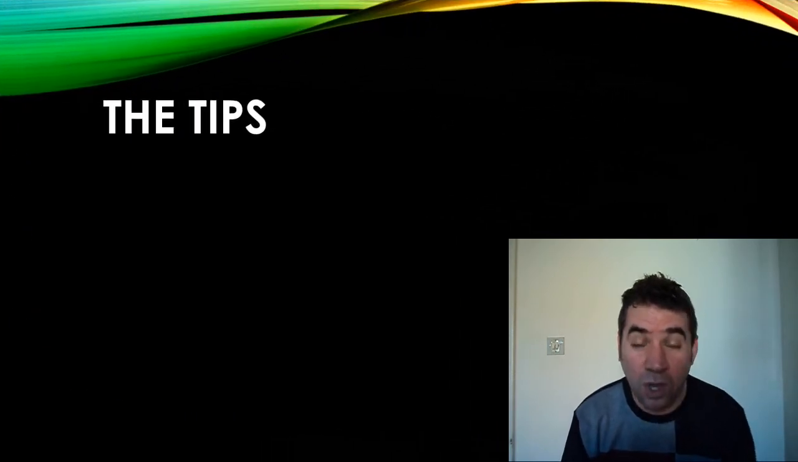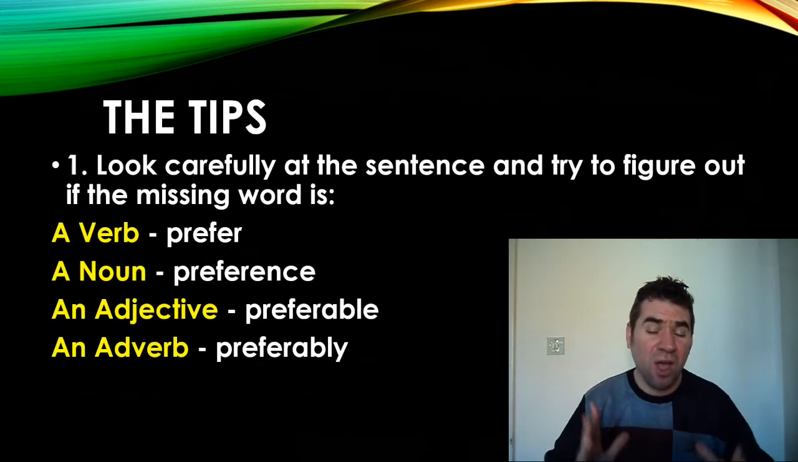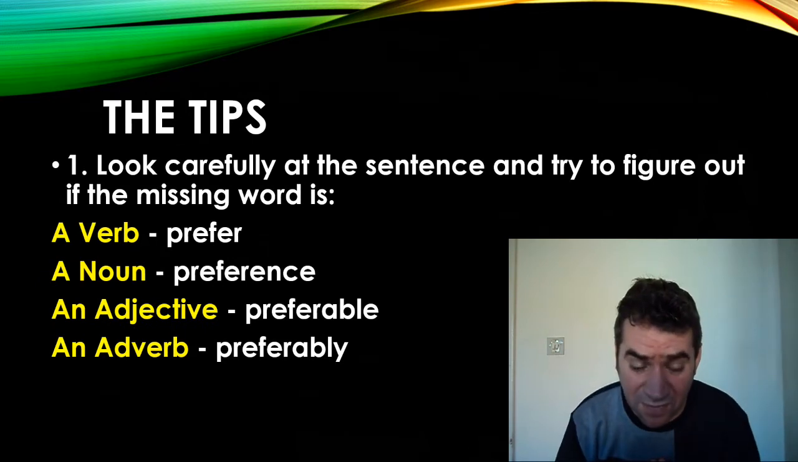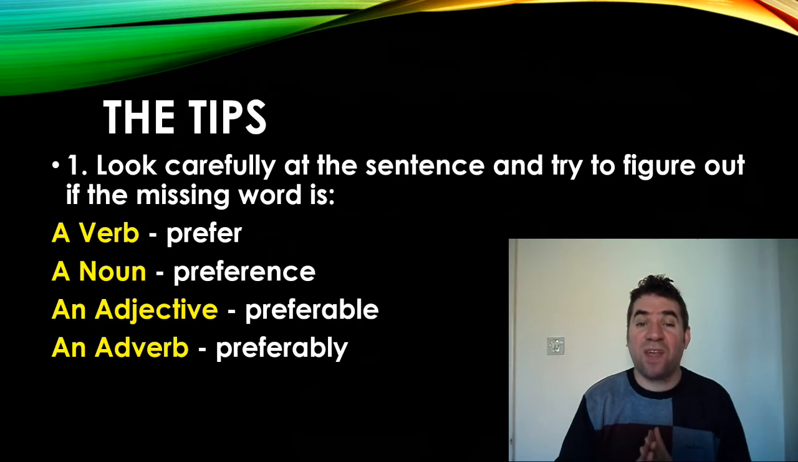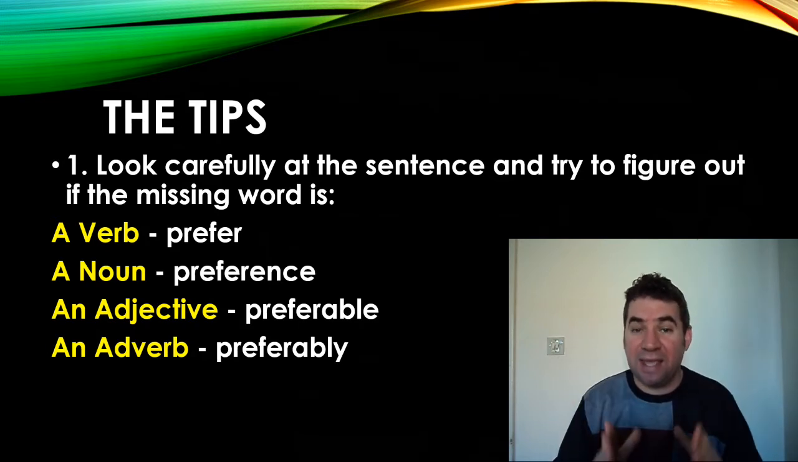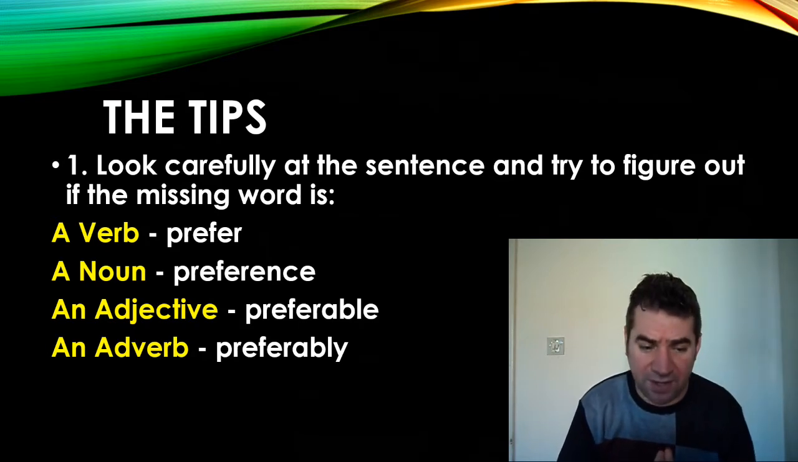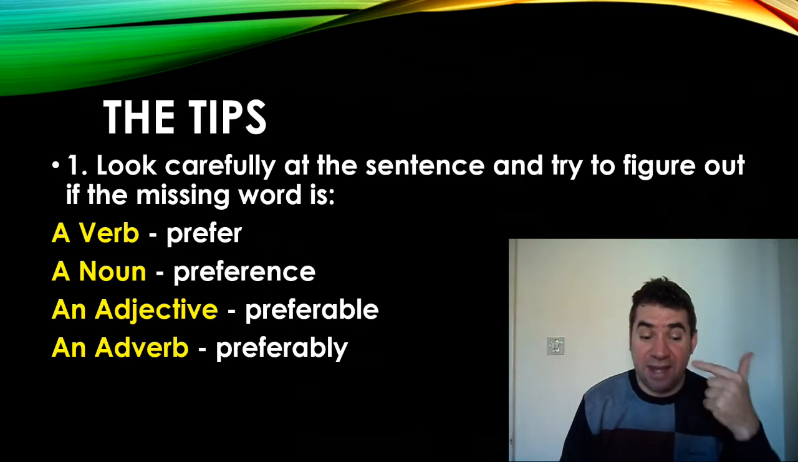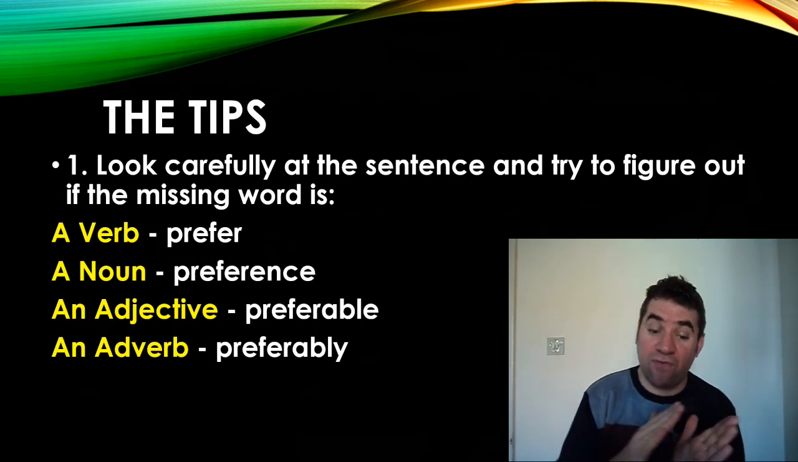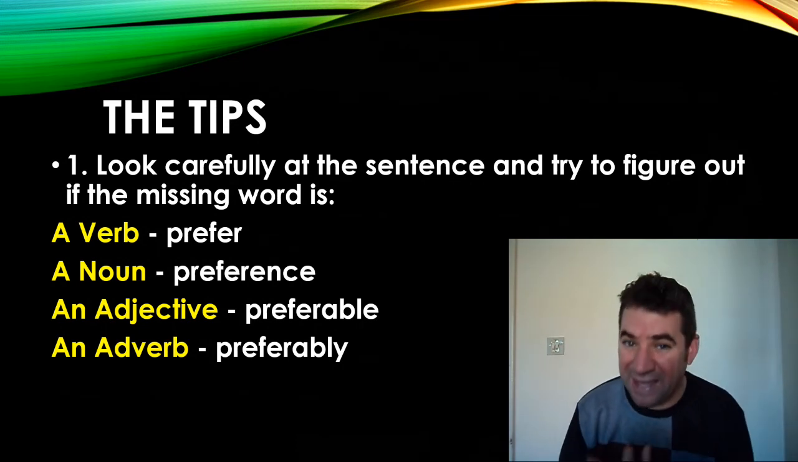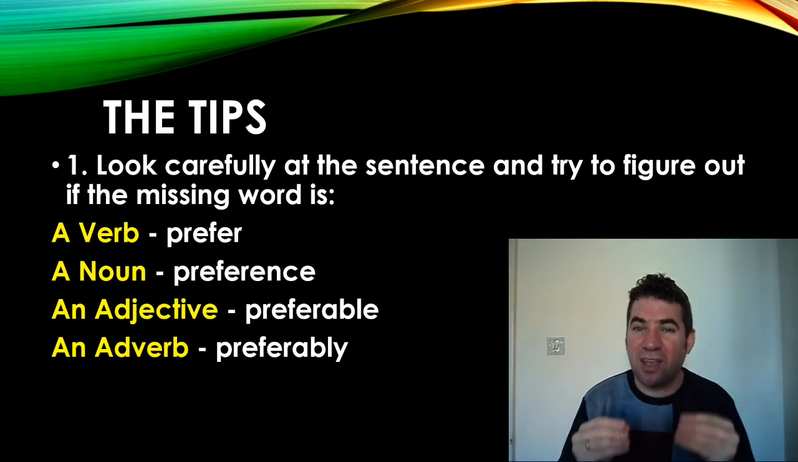Tips for this part. What can you do to improve your marks in this part of the exam? So the real trick to this part of the exam is looking carefully at the sentence and trying to figure out what exactly is missing. What kind of word is it? Is it a verb? Is it a noun? Is it an adjective? Or is it an adverb? Okay, like prefer, preference, preferable, and preferably. Okay, so if you get good at this, it really helps you.